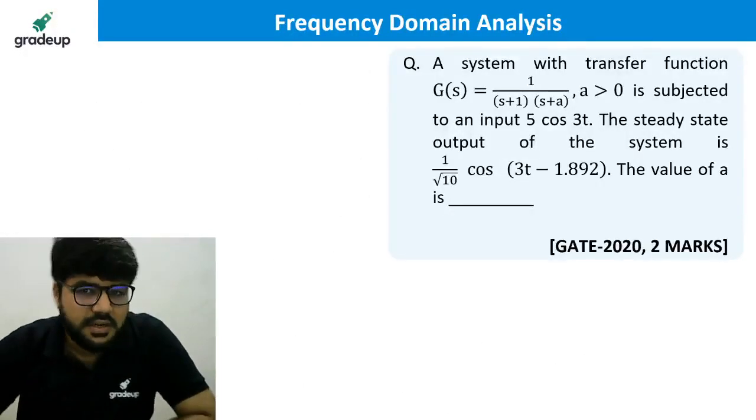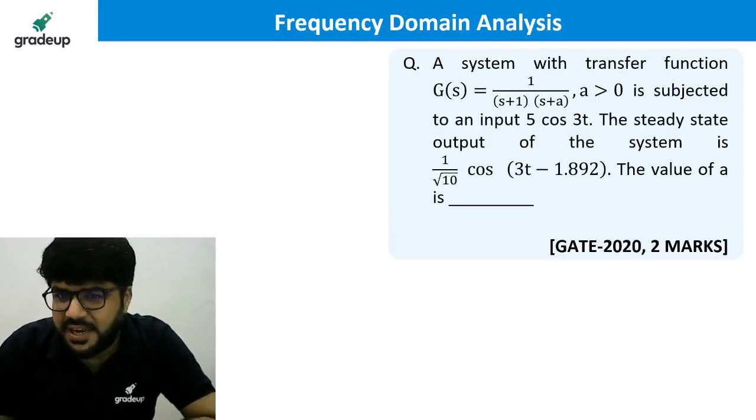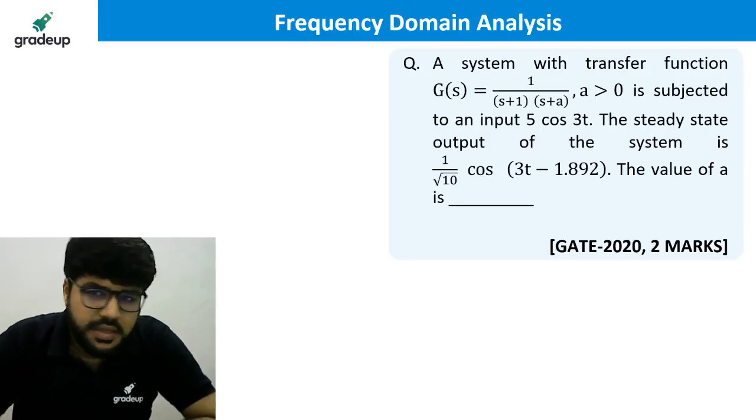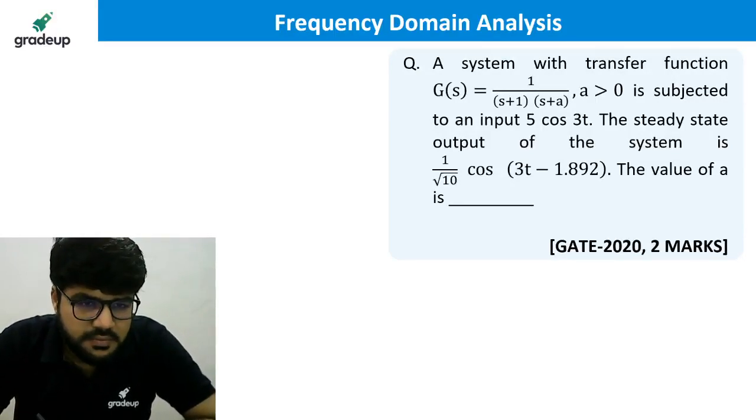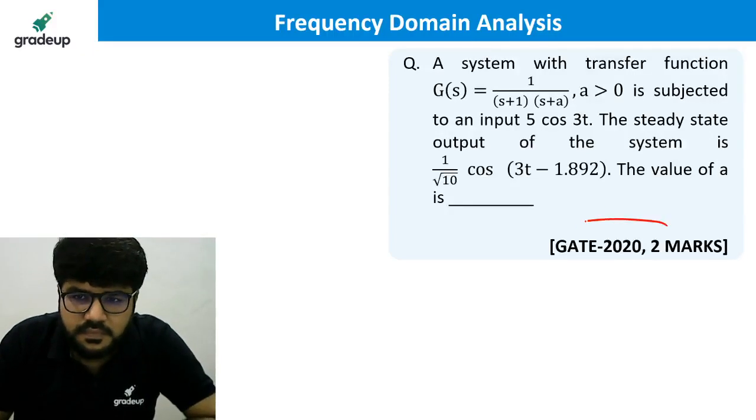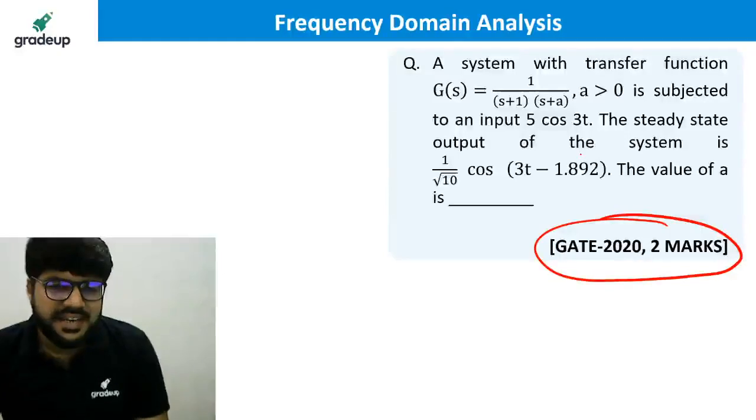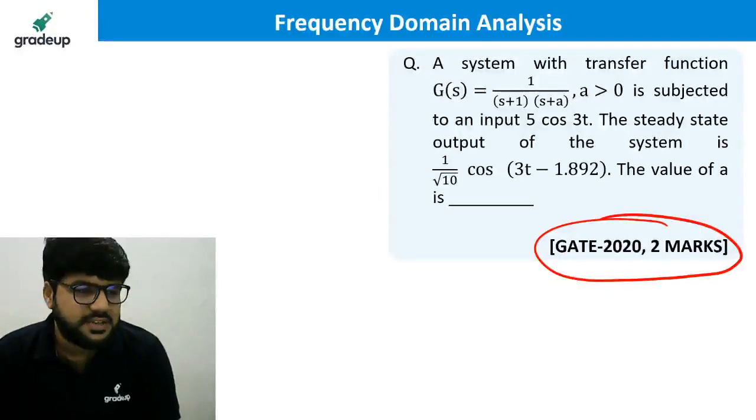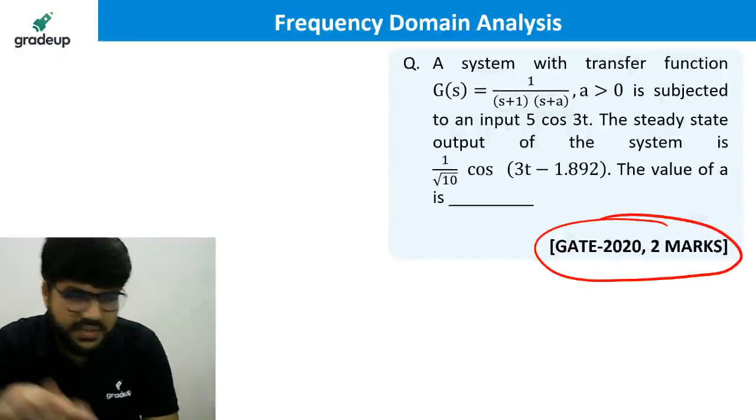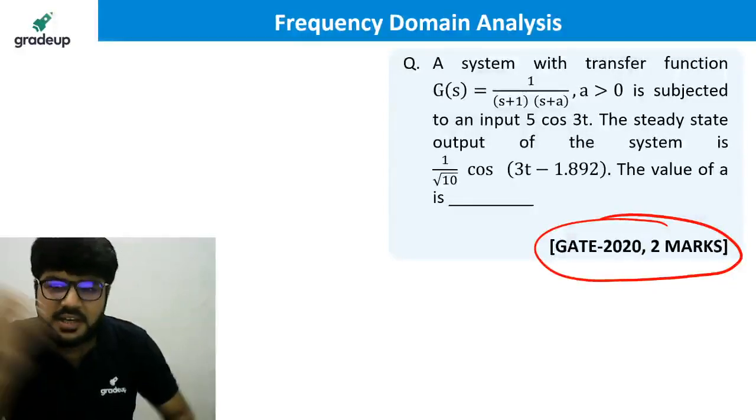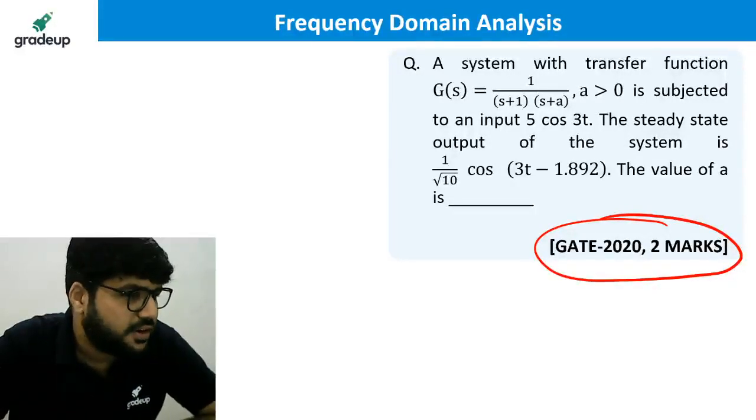Guys, one more question. Very simple question. It was asked in GATE 2020, a 2-mark question. It's again basically a question from signals only, but I am using this question here so that you are comfortable with the analysis, with the formula that should be fed in your mind. I'll continue my analysis for the control system.